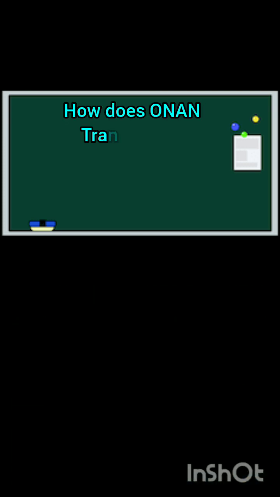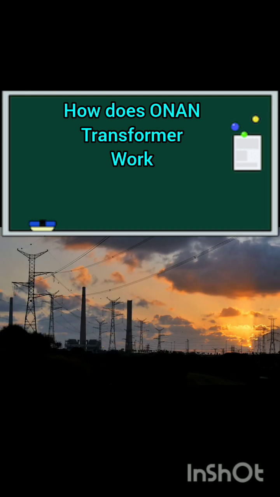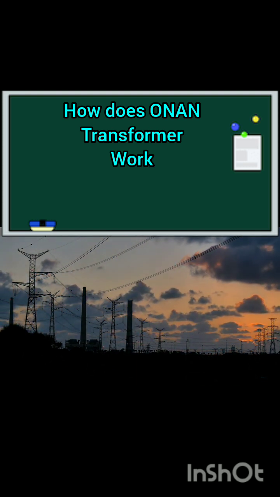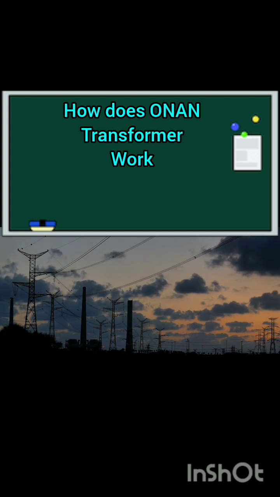How does an ONAN transformer work? The core of an ONAN transformer is immersed in oil, which acts as a coolant for the transformer. The windings are also immersed in the oil and are connected to high voltage and low voltage circuits. When electrical energy is supplied to the transformer, it induces an electromagnetic field in the core, which causes voltage and current to be transferred from the high voltage to the low voltage circuit.